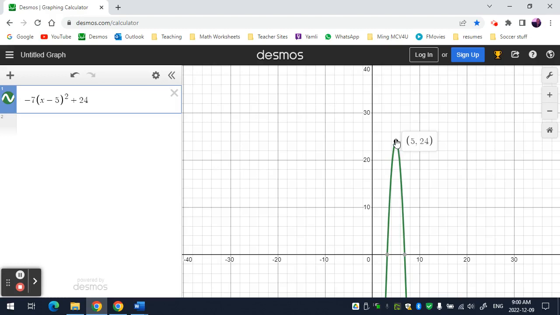Okay, Sophia, why? Because what's the only number I changed? The -7 to a 7. Did I even touch this number? Did I even touch this number? So that means my vertex should not be touched. Only my opening. It goes from down to up.